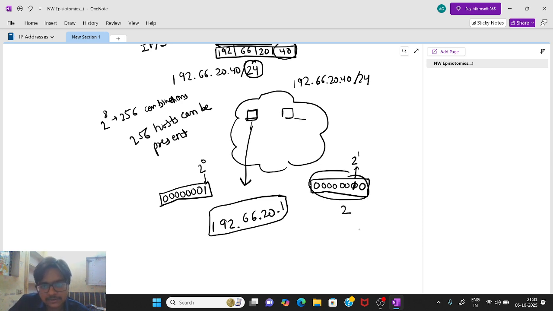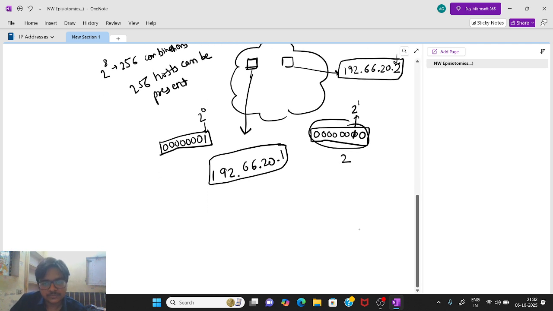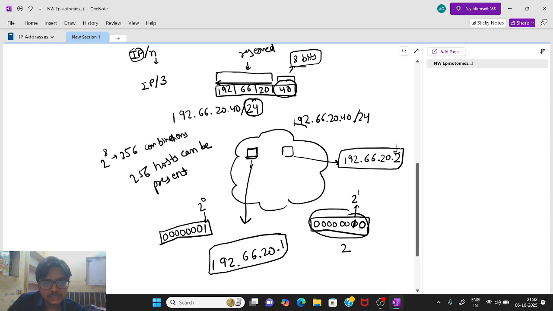Now you can have the IP 192 dot. We do not have to change the first 24 bits, and the last 8 bits form 2. So this is the IP of the second host. Similarly, you can permute zeros and ones here and get multiple different numbers. This way you can assign IPs to the hosts of this network.